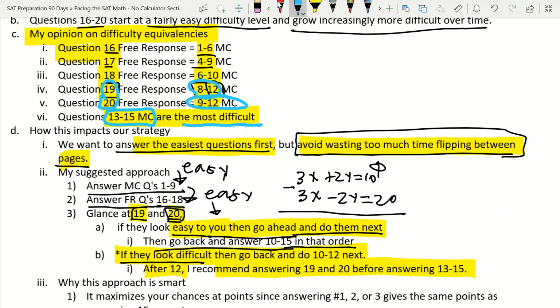So in that situation, if we glance at 19 and 20 and they look difficult, then we go back and answer 10 to 12. After answering 12, we go back and answer 19 and 20 before we answer 13 to 15. That's in my opinion. Now, keep in mind, if you glance at 19 and 20 and they look easy, go ahead and do them next. Then at that point, all your free response questions are answered and you go answer 10 through 15. So that's what I recommend there. Hopefully that makes sense.